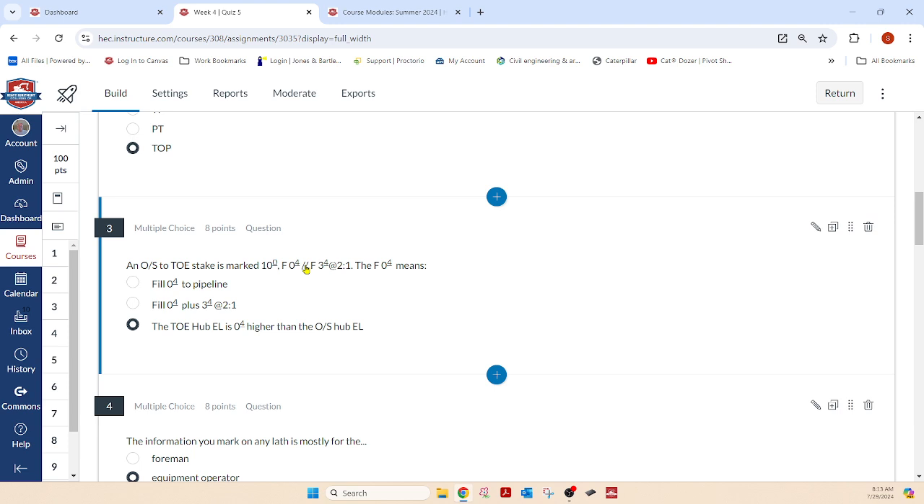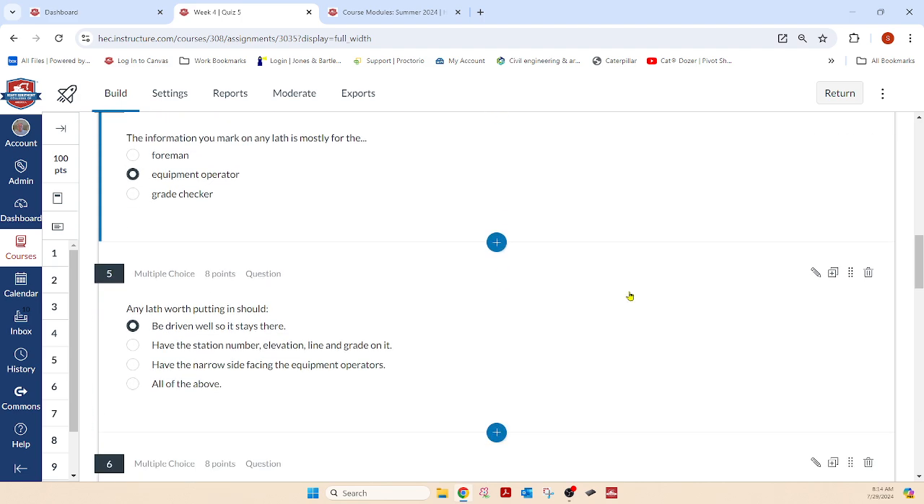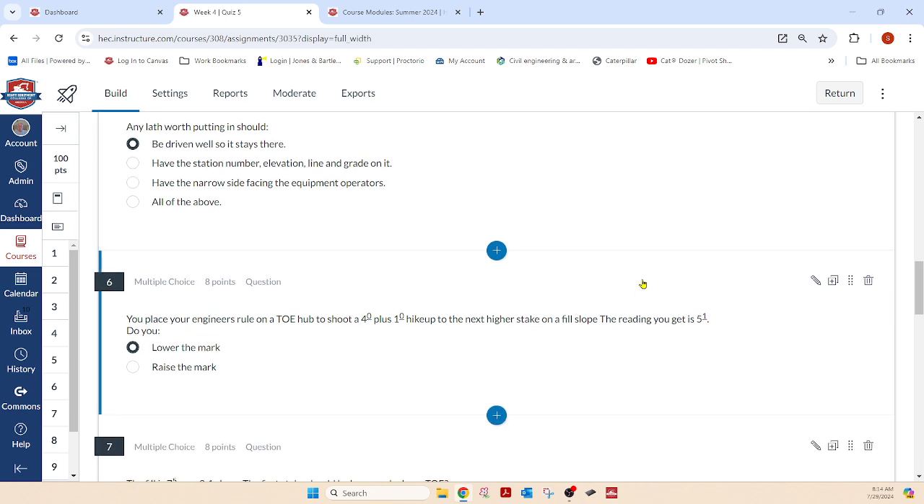And then it wants you to fill 3.4 at 2 to 1. What does this 0.4 mean? Well, it means that the toe hub elevation is 4/10 higher than the offset hub. That's the answer we're looking for here. Now, yours is not going to have a mark correct, I don't think. But I'm looking for anything to do with that multiple of 4 things.